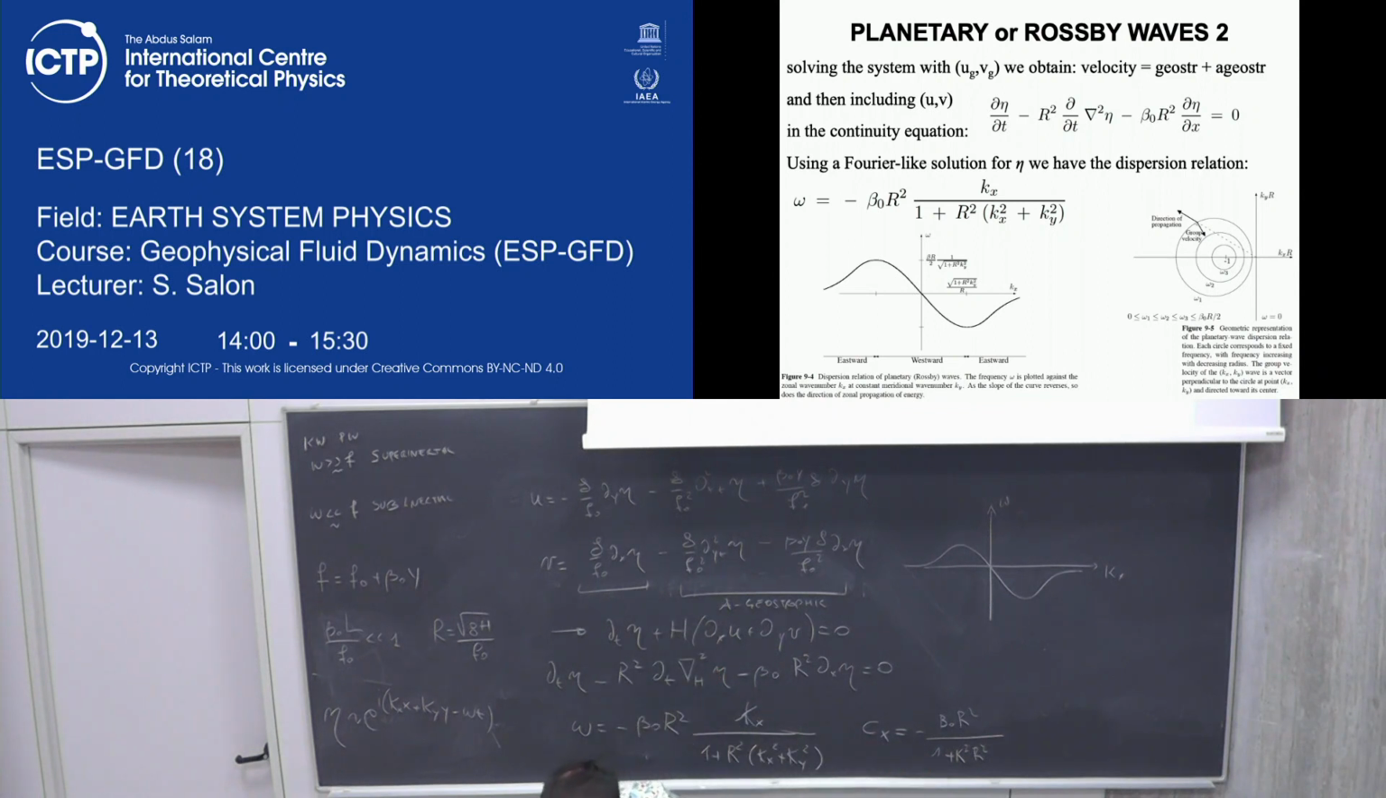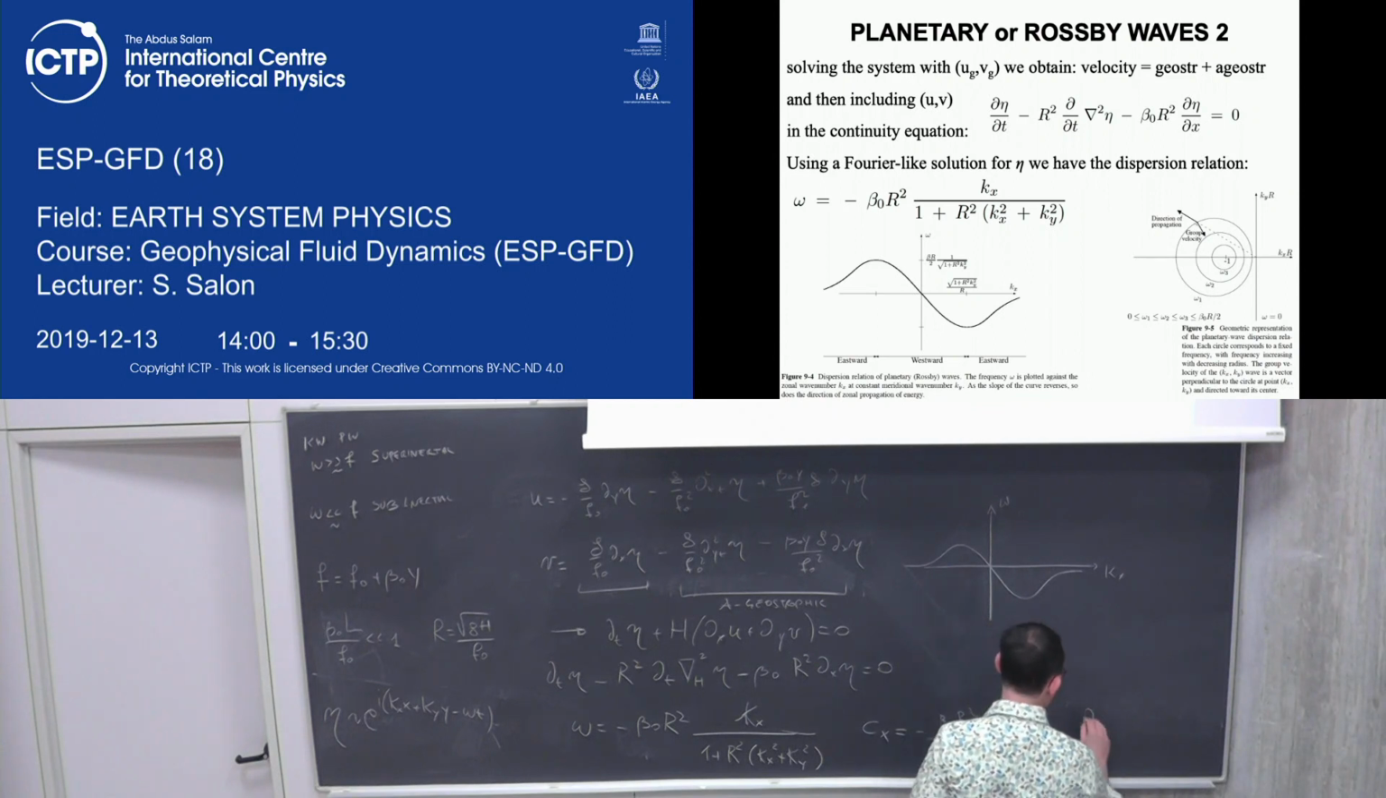Sorry? So finally the phase velocity is negative. Exactly. So phase velocity in x is negative, so it means that Rossby waves only propagate their phase westward, right? So this is one of the most important things of the Rossby waves. So they propagate westward.